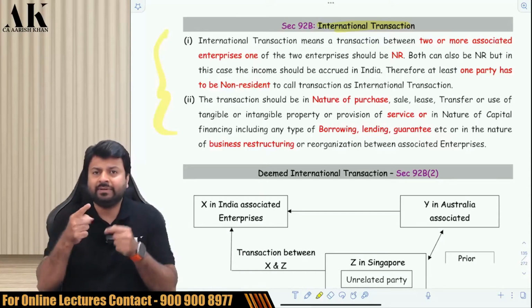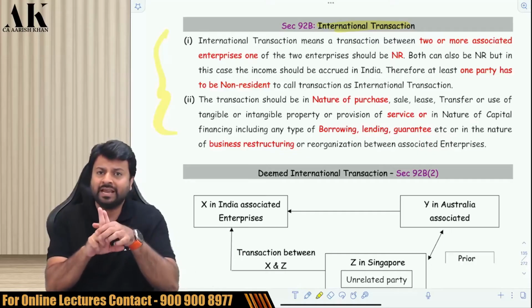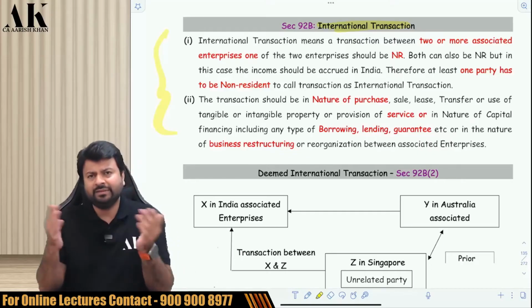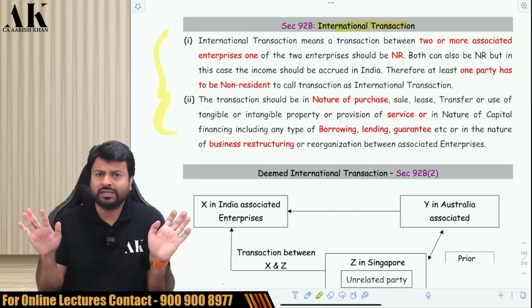When it is entered between two associate enterprises, and one of them has to be non-resident. Can both be non-resident? Yes, both can also be non-resident. Can both be resident? Both resident, not possible.